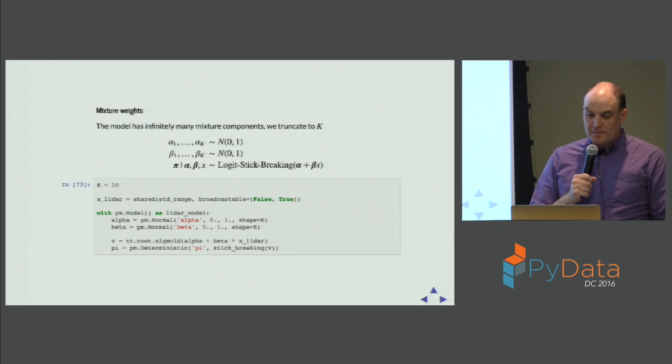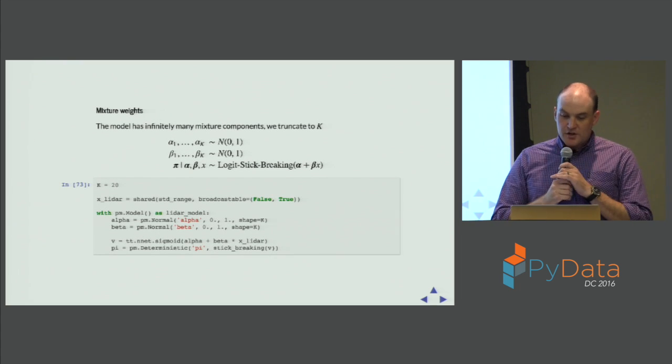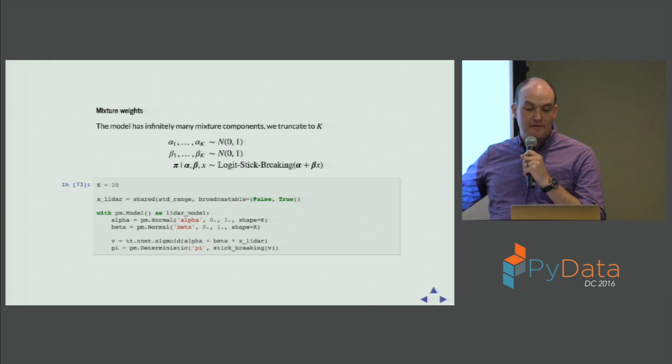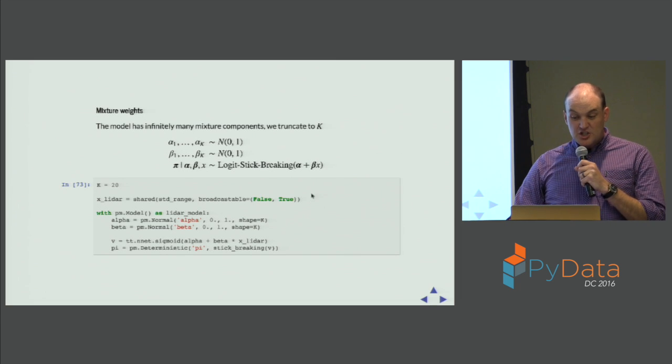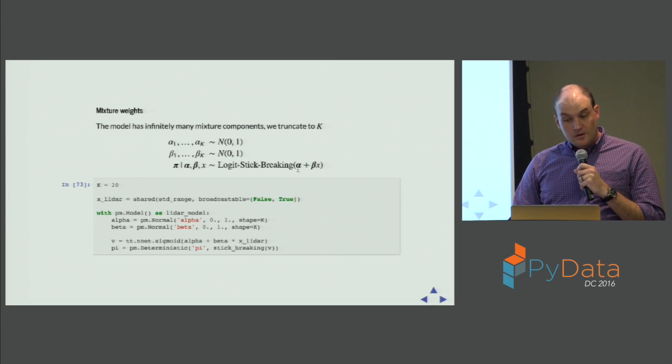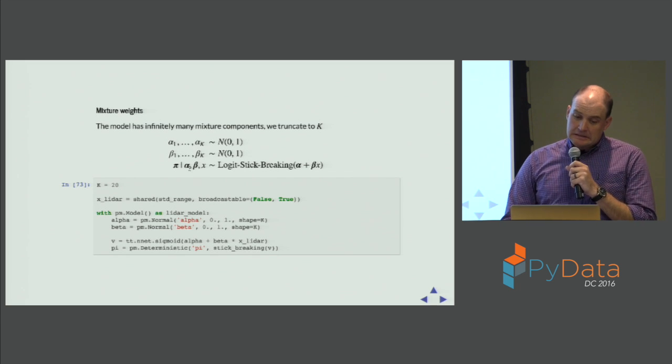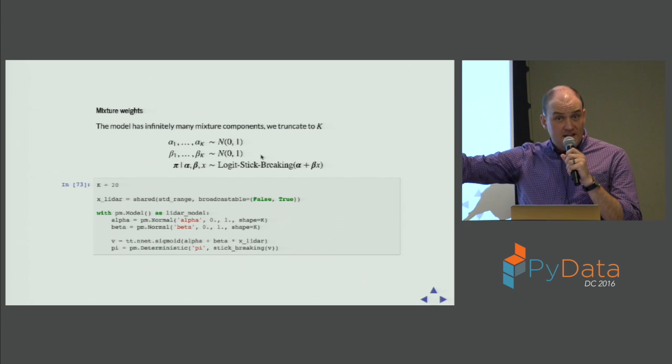So let's put a prior on our mixture weights, right? We're going to do what I call a logistic stick breaking process. You can read a paper about this in my references. We basically just have regression coefficients, alpha and beta. So alpha plus beta x. We're going to put that through a sigmoid function.